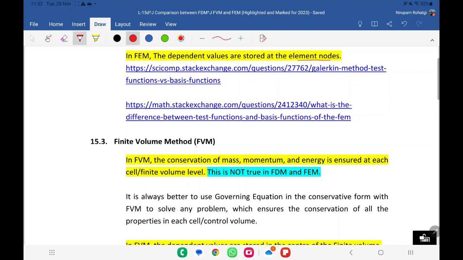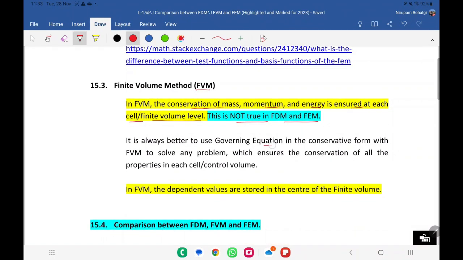Now the finite volume method. In the finite volume method, the conservation of mass, momentum and energy is ensured at each cell, at the finite volume level. This is not true in FEM and FDM. This is the basic difference. The conservation of the quantity, that equation, is not applicable at the element level in FEM and in FDM also. But in the finite volume method, it is applicable at the element level.